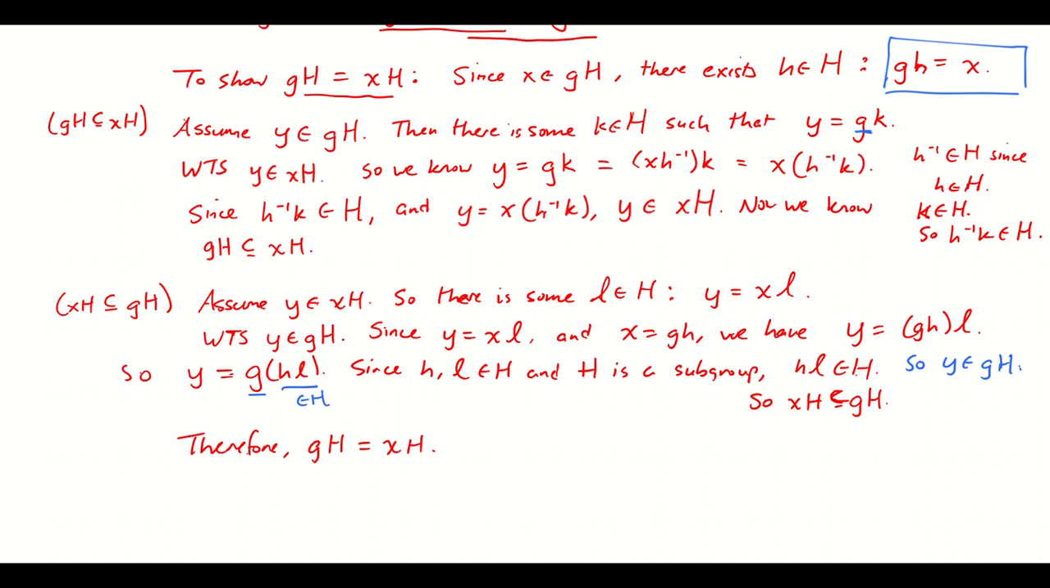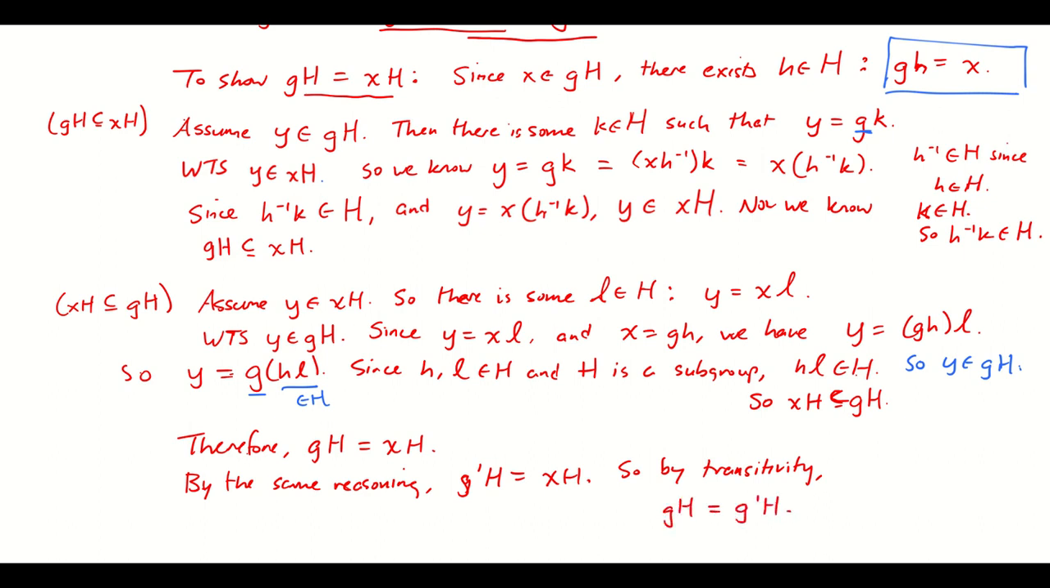And by the exact same reasoning, because I just said X is something that belongs to both GH and G prime H, I could say by the same reasoning we can also say G prime H is equal to XH. So by transitivity of set equality, GH is equal to G prime H. And so those are exactly the same set. And we figured that out just by knowing that the two share an element X.